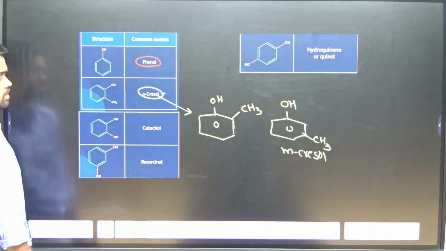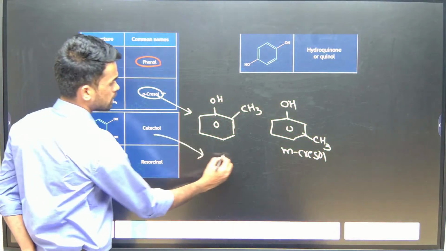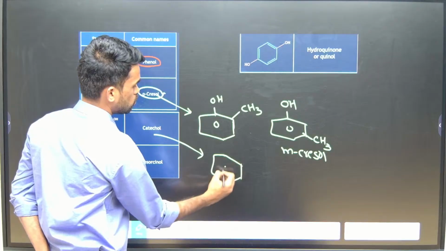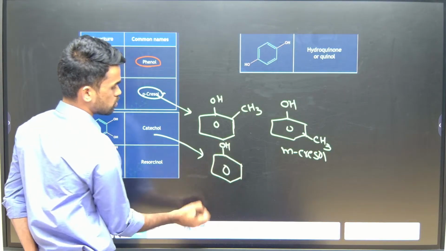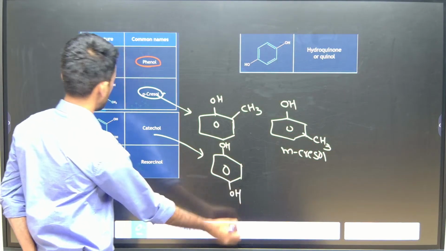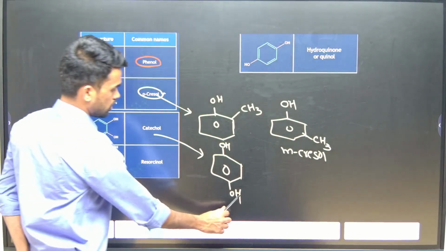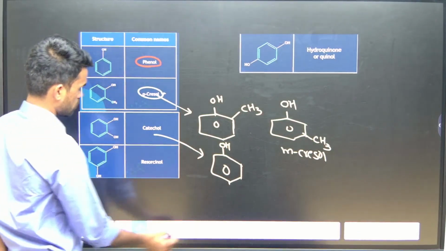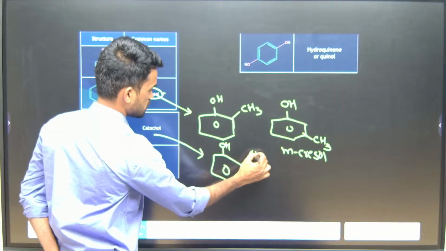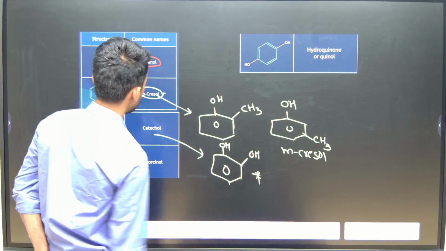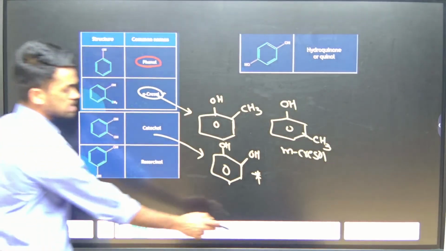Okay, that's it. Next, catechol means what? Catechol means 2 OH groups are there, like phenol is this one, so one more OH you put here, like this or this one. This is a perfect one. So this is catechol. Next one is resorcinol.